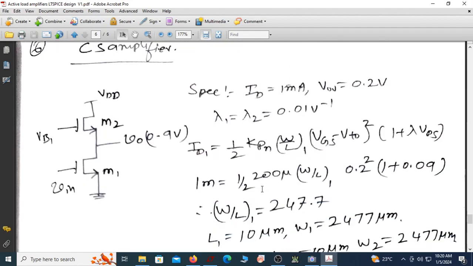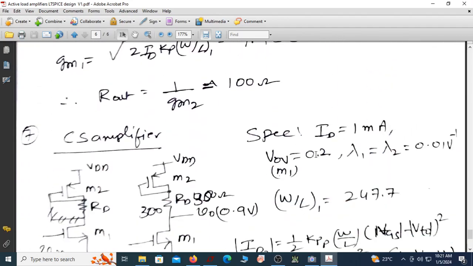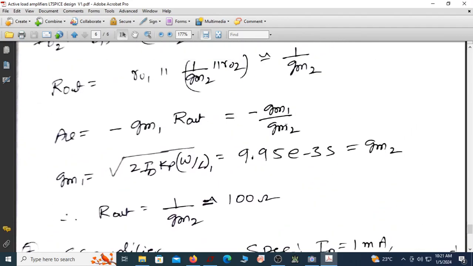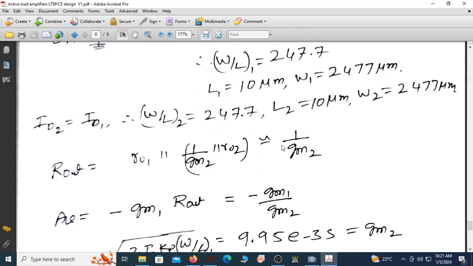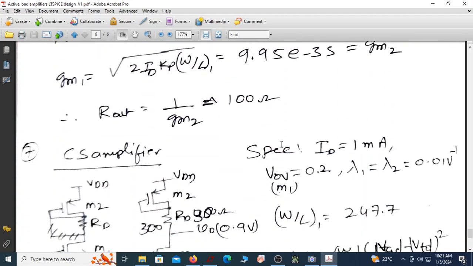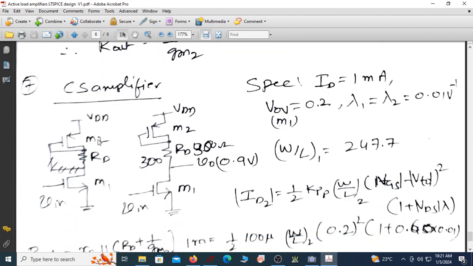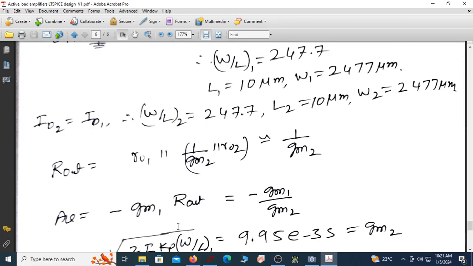You can see one more thing where you have an NMOS load, the gain becomes very less, almost equal to 1 now. This gain is close to 1 because GM1 is equal to GM2. You'll get a gain close to 1. And this is one more circuit, where I intentionally put this 300 ohm. Now it is in series with this. This gain comes out to be 3.82.